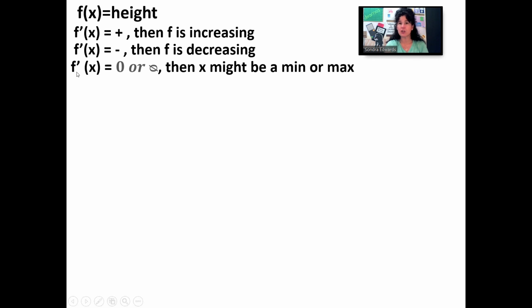Now, if you substitute a number into the first derivative and get 0 or undefined, all you know is that x value you substituted in might be a local min or a max.